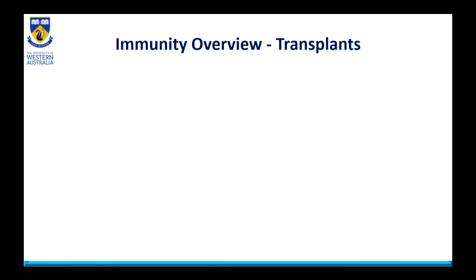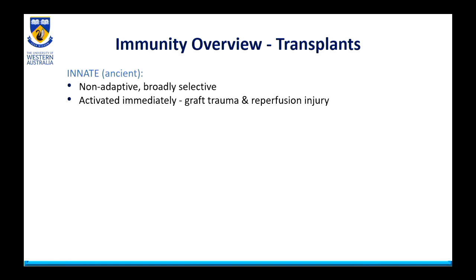So what about an overview of immunity with regard to transplants? Well, pretty much what I just talked about. You've got the innate immune system, which is non-adaptive and broadly selective. It's activated immediately due to graft trauma, for example, and also due to reperfusion injury. Reperfusion injury is where an organ that's had no blood flow for a long time all of a sudden gets blood flow and gets oxygenated. What happens is a massive release of oxygen radicals, so reactive oxygen species, and that can then damage the vessels and damage the organs as well. And it involves dendritic cells, monocytes, macrophages, NK cells, neutrophils, chemical mediators, lots of things are involved in the system.